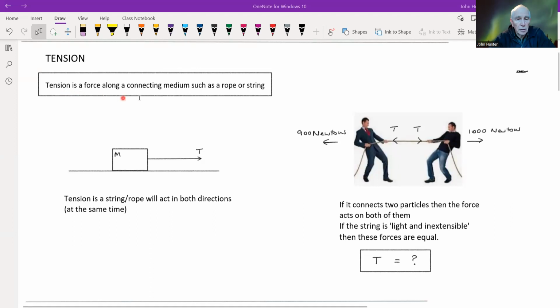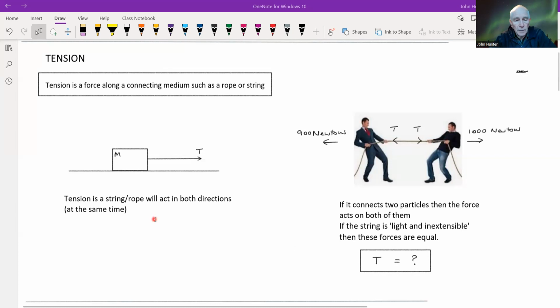So tension, what is it? It's a force along a connected medium, such as a rope or a string or a rod, maybe. So if we've got, let's say, a box on a surface, maybe a carpet here, and I'm pulling on a string connected to the box, then the force is applied to the box through the string, and that force is a tension in the string. So if we're modeling this situation, we'd probably draw it something like this and show that force.